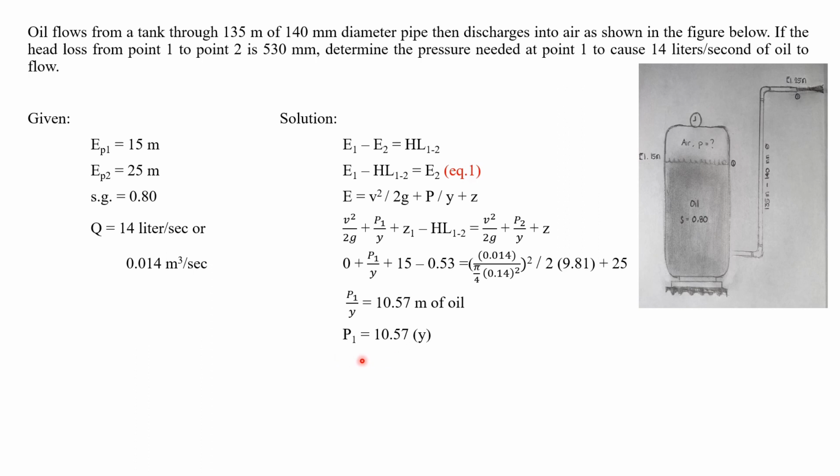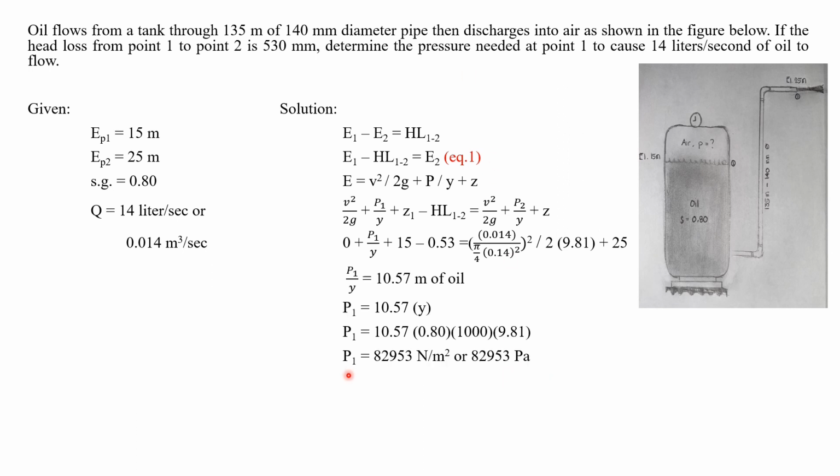We need to isolate P1. We have P1 is equal to 10.57 times gamma, which is equal to the specific gravity of oil, 0.80, times the density of water, 1000, and the acceleration due to gravity, 9.81. This is equal to 82,953 Newton per meter squared. Newton per meter squared is just equal to Pascal.